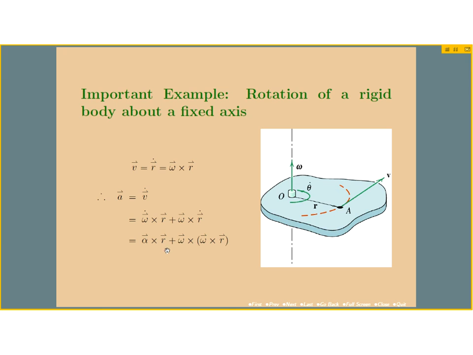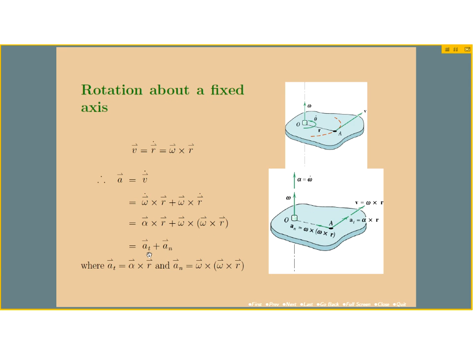One way of looking at this is that the acceleration of point A consists of two components which are normal to one another, although that is not apparent as yet, but we'll see that in a moment. And we can indicate those two components with A sub t and A sub n, the tangential and normal acceleration components, where the tangential acceleration component is alpha cross r, the angular acceleration vector cross the position vector of point A. And the normal component is the component coming from the double cross product.